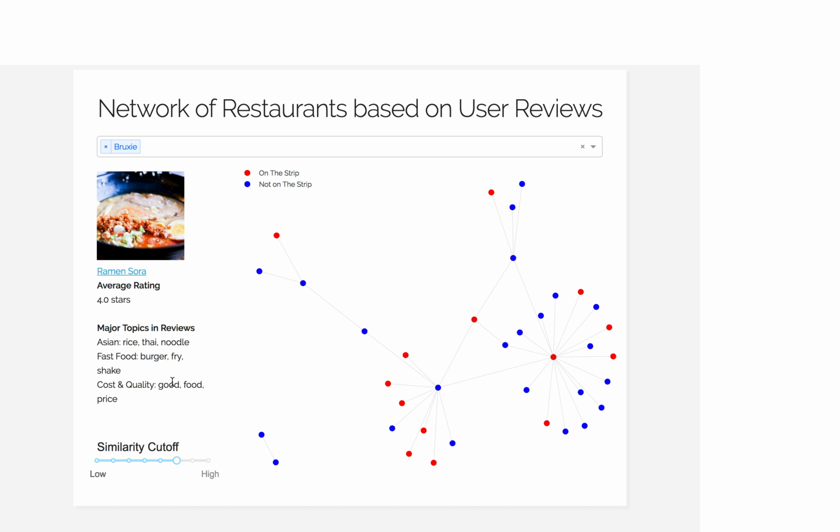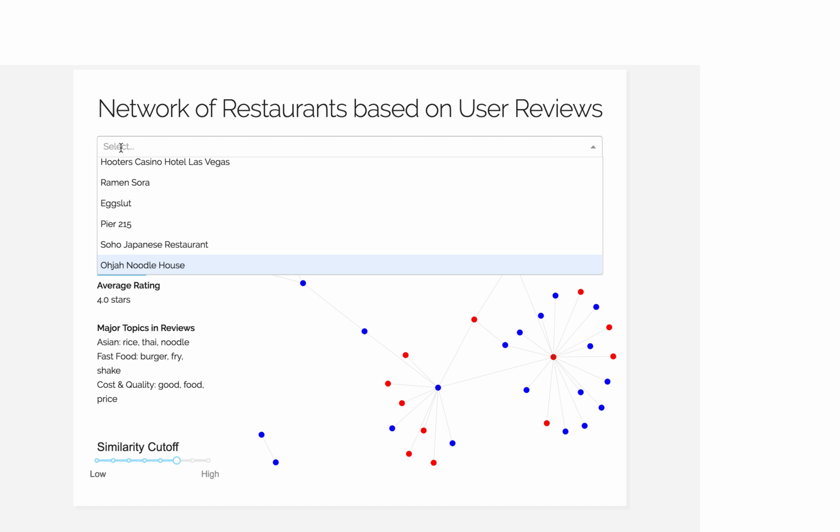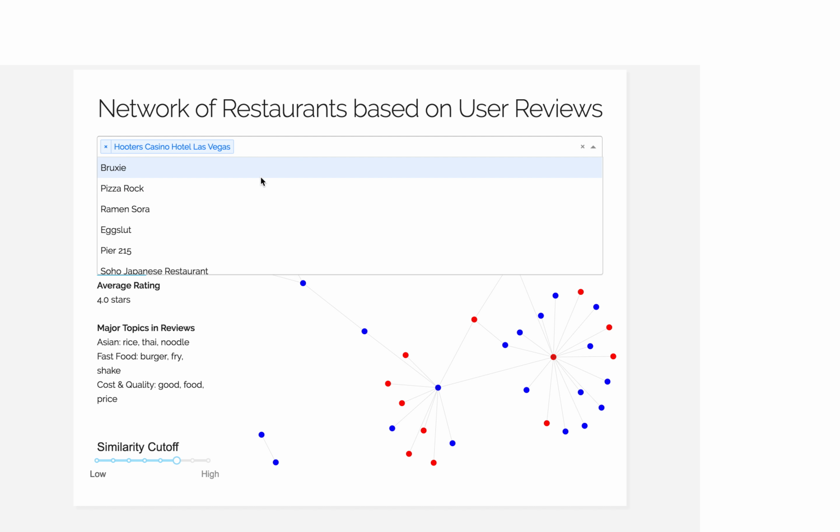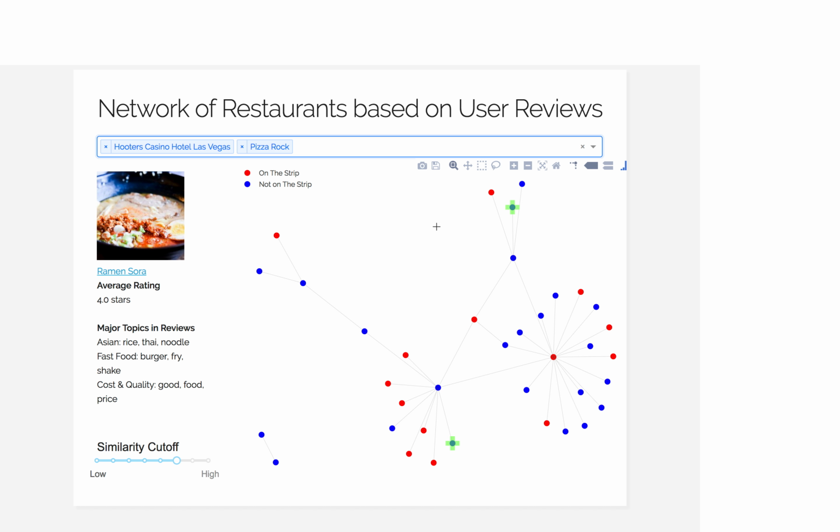That means that overall the quality of this restaurant is pretty good, which is correlated with the number of stars given. It's a four-star restaurant, so obviously it's supposed to have good food. So it makes sense. Another thing you can do here is select a restaurant. For example, let's say you want to know where Hooter Casinos lies. So Hooter Casinos lies there. Then, for example, you want to see Pizza Rock. You can map the restaurants which you really want and see where they lie. Probably you might think that they are similar, and then you can see whether they are actually similar.